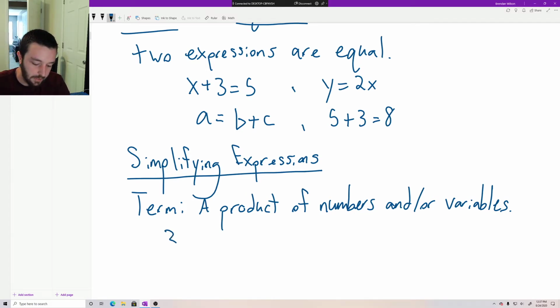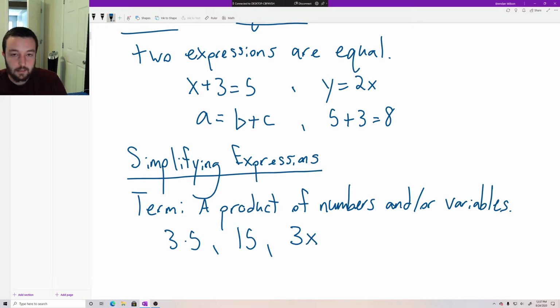So this could be 3 times 5. That would be a term. You could just write it as 15. Right? 15 would be a term. More commonly, we might see something like 3 times x. So we're multiplying 3 and x together. This is a term.